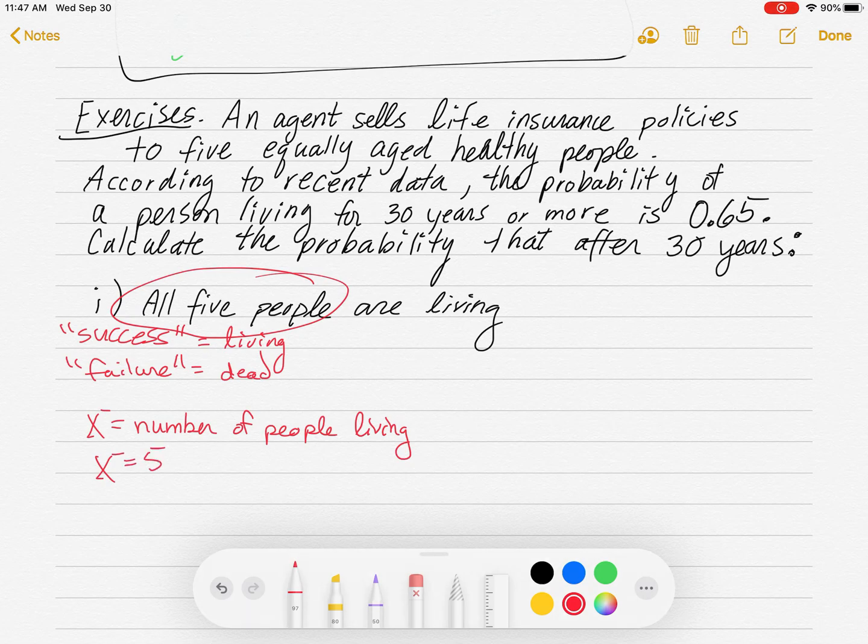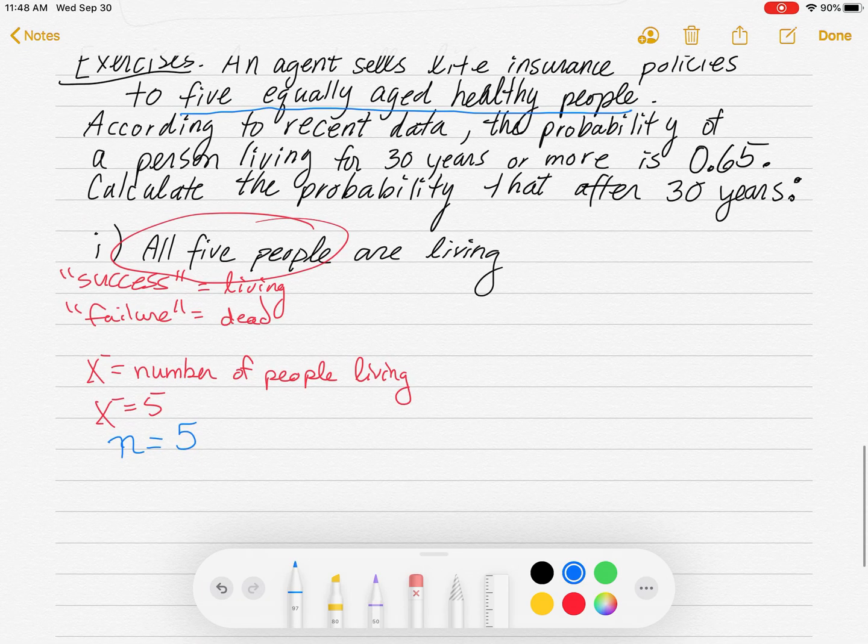So what do we want? We want all 5 people living, right? So we want our x to be equal to 5. That's our goal. Now, how many trials do we have? Well, there are 5 different people we have to consider, right? Person 1, that's the first trial. Person 2, that's the second trial. Are they going to be dead or alive? Person 3, that's the third trial. They're going to be dead or alive. Person 4 and person 5. So the 5 equally aged healthy people, that's our number of trials. We have to go through each individual. Are they going to be dead or alive?